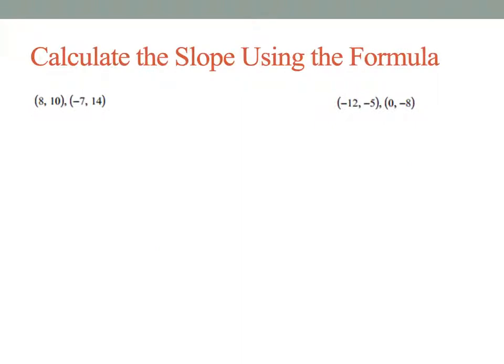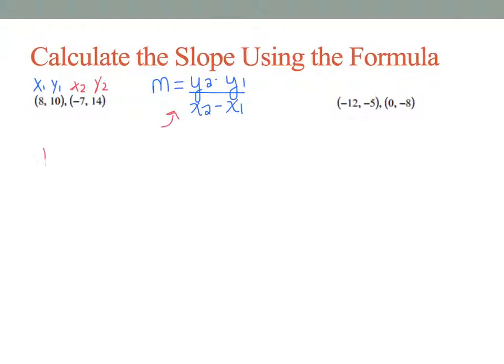So here, if we're going to calculate the slope using the formula, first we always want to rewrite the formula for ourselves. So we'll have m equals y2 minus y1 over x2 minus x1. What I always tell my students to do first is label your coordinates. So in this first example, 8 is x1 and 10 is y1, negative 7 is x2, and 14 is y2. And now you just substitute into your formula.